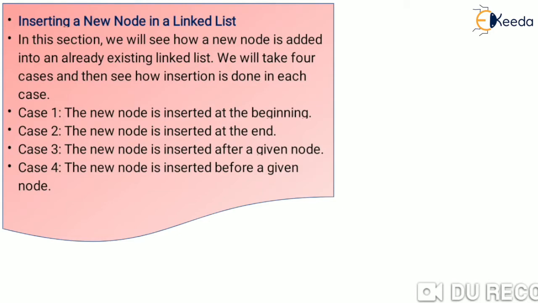Now case 1 is the new node is inserted at the beginning. Case 2 is the new node is inserted at the end. Case 3 is the new node is inserted after a given node. Case 4 is the new node is inserted before a given node. Okay, so I'm explaining with the help of different cases so that you can understand it. Now the first case is the new node is inserted at the beginning. So let's focus on this.